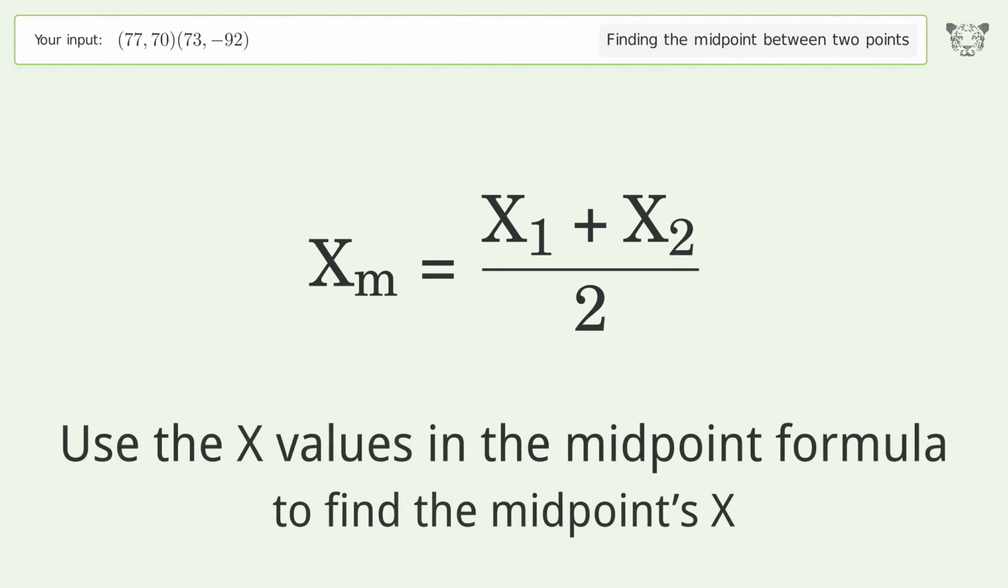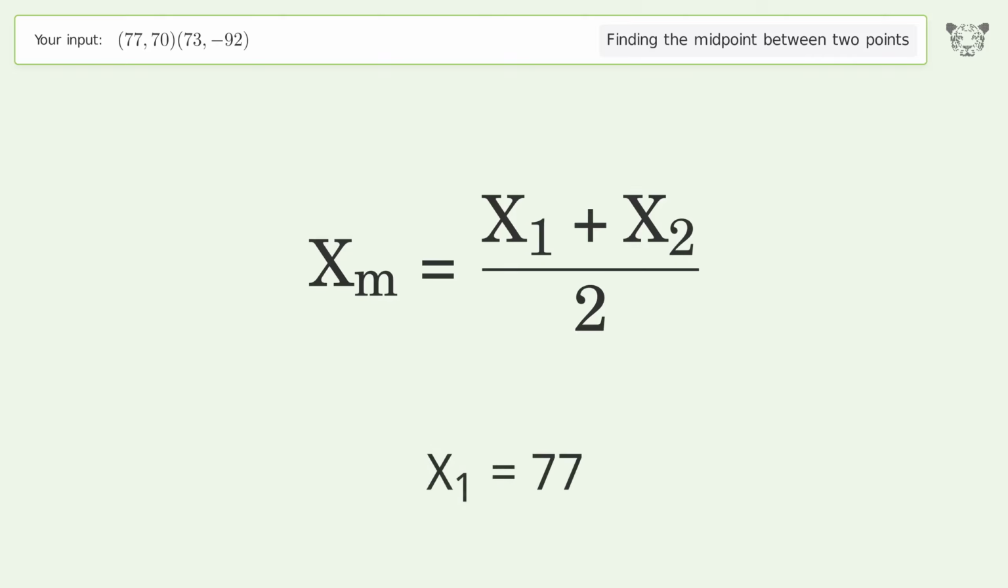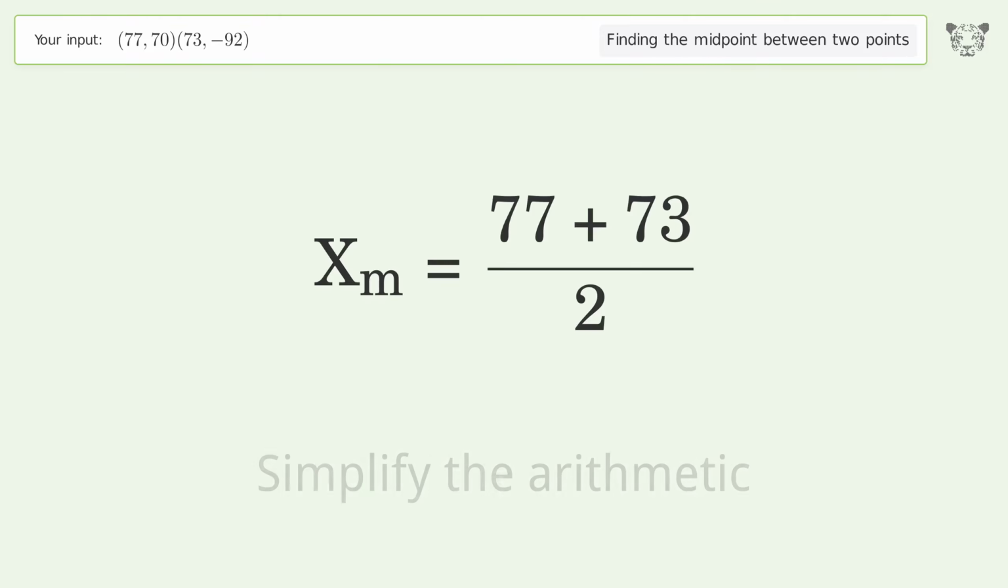Use the x values in the midpoint formula to find the midpoints x. x1 equals 77. x2 equals 73. Simplify the arithmetic.